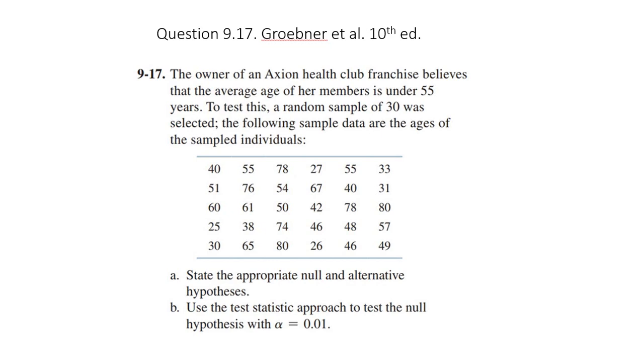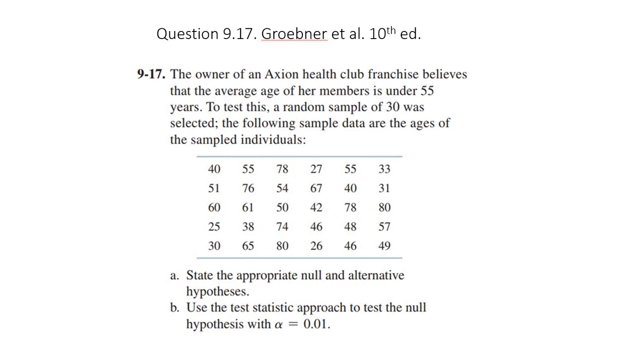Question 17 says, the owner of an Exin Health Club franchise believes that the average age of her members is under 55 years. To test this, a random sample of 30 was selected. The following sample data are the age of the sampled individuals. So we got 30 observations here. Part A says state the appropriate null and alternative hypothesis.